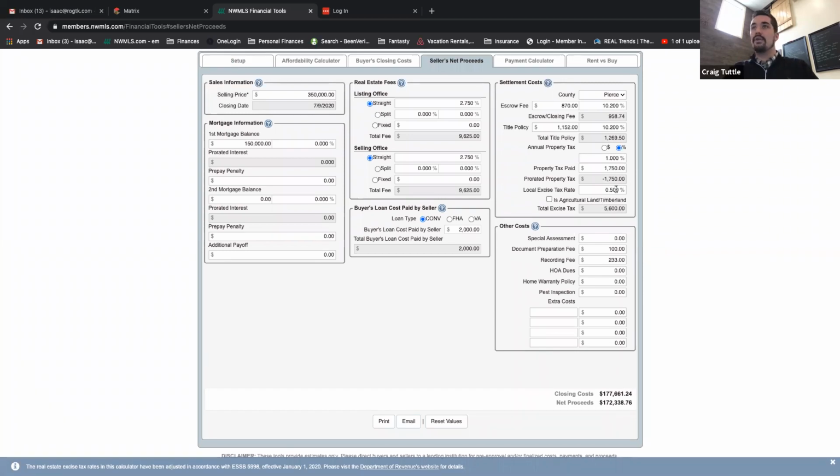Local excise tax, if you don't know it, just leave whatever they have here. It's probably correct. Okay, then you can add anything else here. If there's an HOA transfer fee, if you're paying for a home warranty, anything like that, you can add it here. You know, if they took a loan out from a friend to remodel or to do new flooring, and it was before they list and it was $10,000, you can add that there, right? And then it spits out their net proceeds.